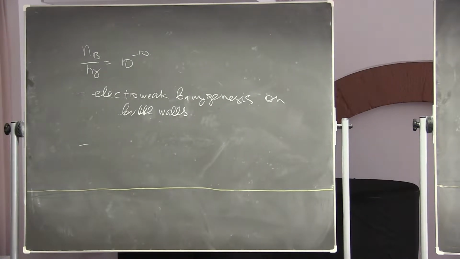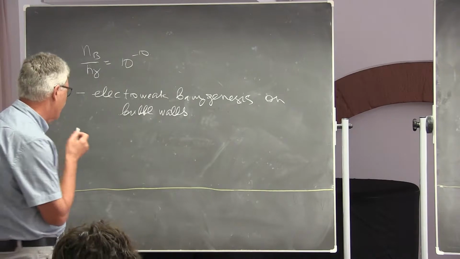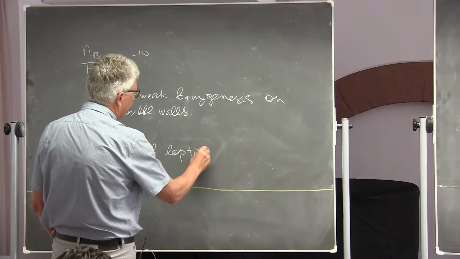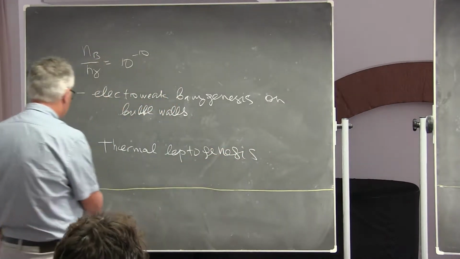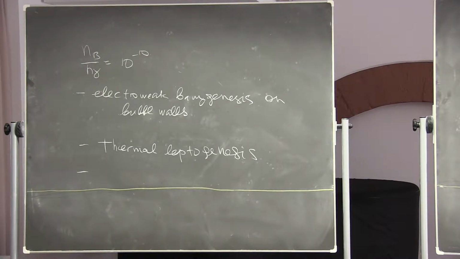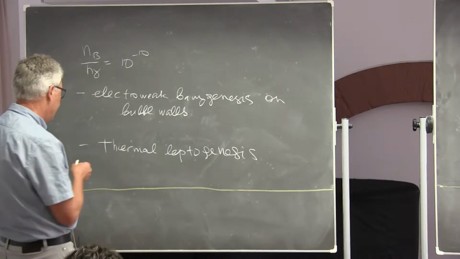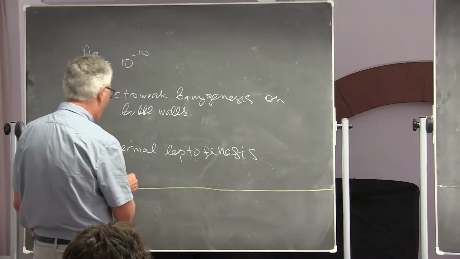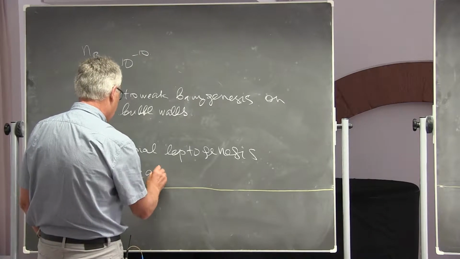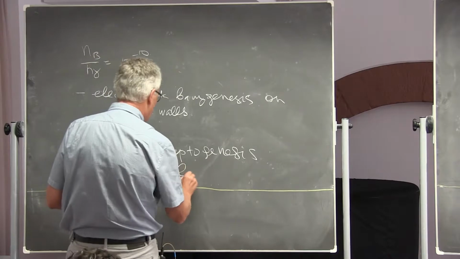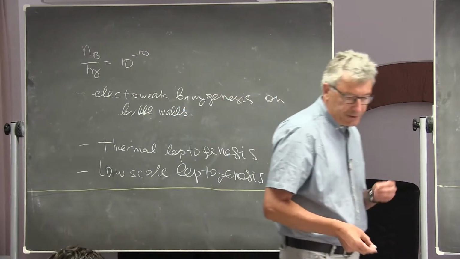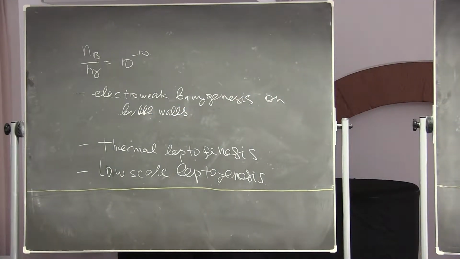Then I will talk about yet another mechanism, which is called thermal leptogenesis. And then the third one is called low-scale leptogenesis. And I will explain what these different names are. Okay, so, electroweak baryogenesis on bubble walls.